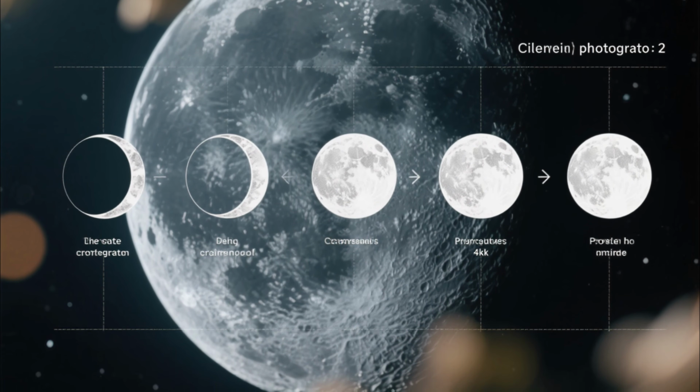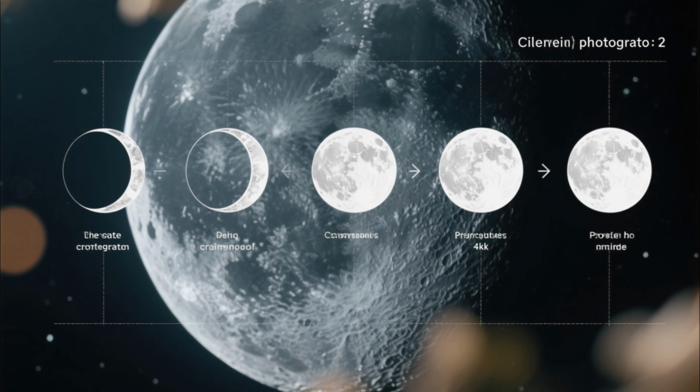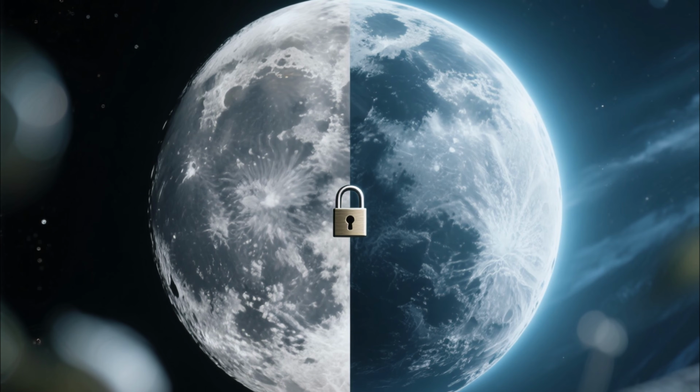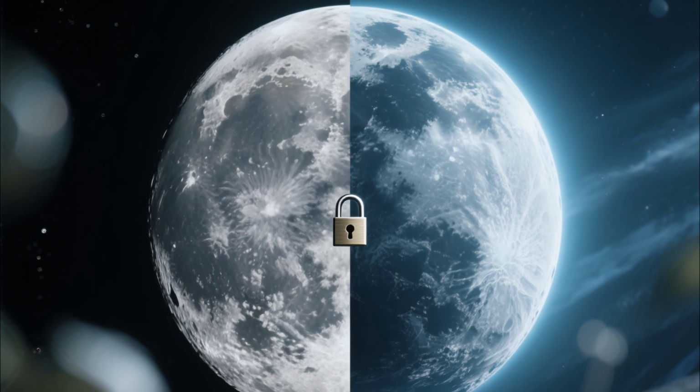These worlds may have narrow habitable zones near their terminator lines, where temperatures are moderate between the scorching day side and the frozen night side.